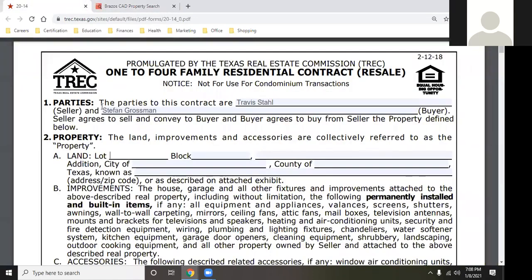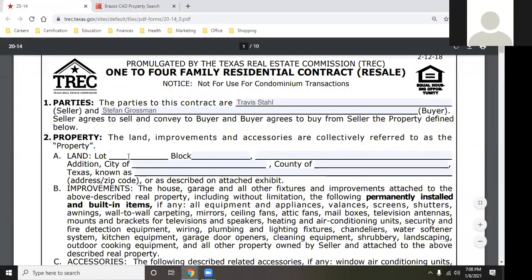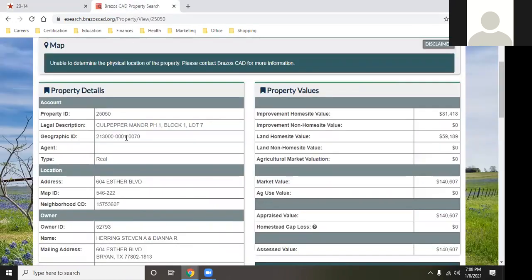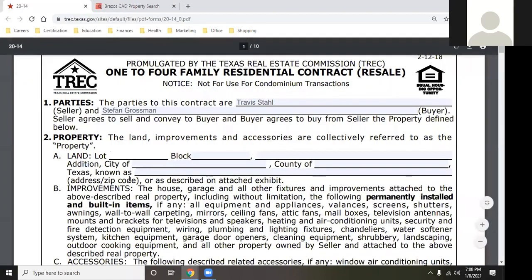What we're looking for is the legal description. So we're going to go over here. We're going to say that this is Mr. Grossman's property, 604 Esther Boulevard. But you'll see right here is the legal description. What we need is our lot number. So our lot number is 7, our block number is 1. So we'll go back here.